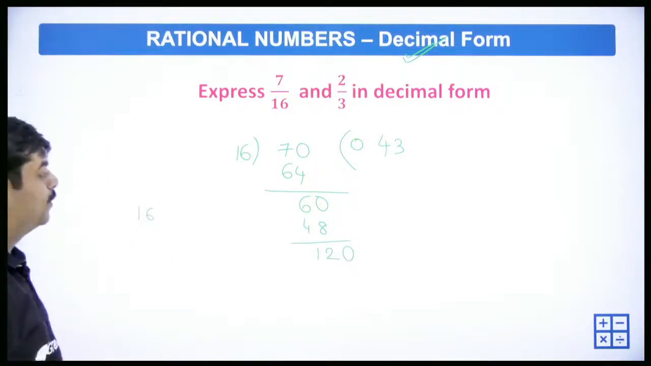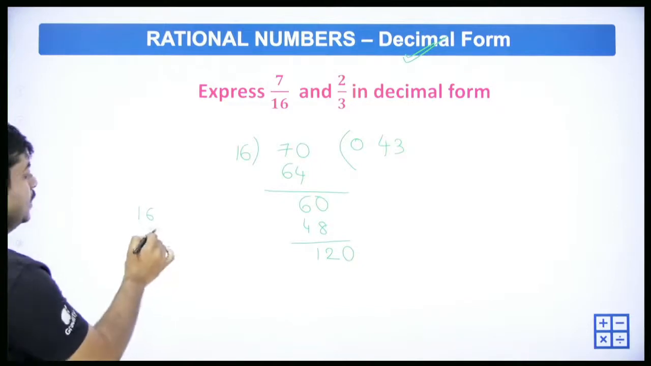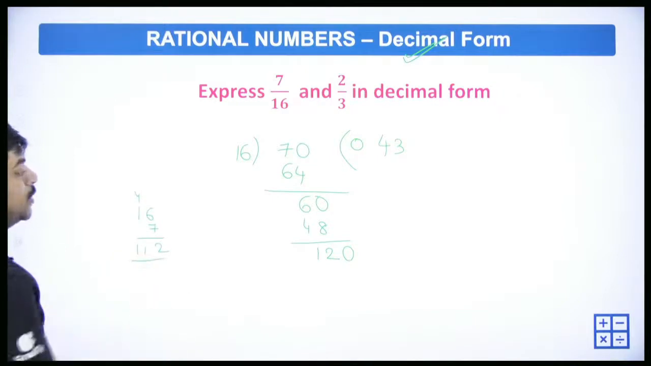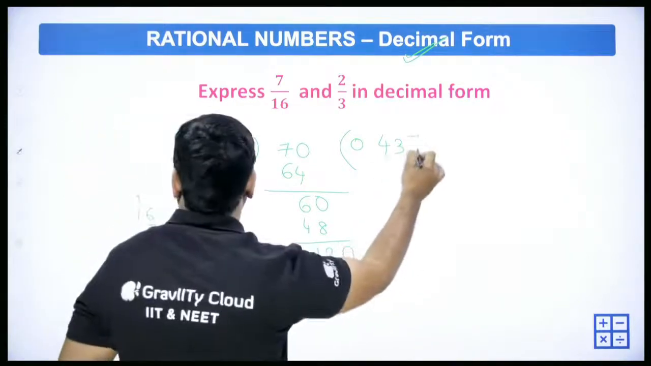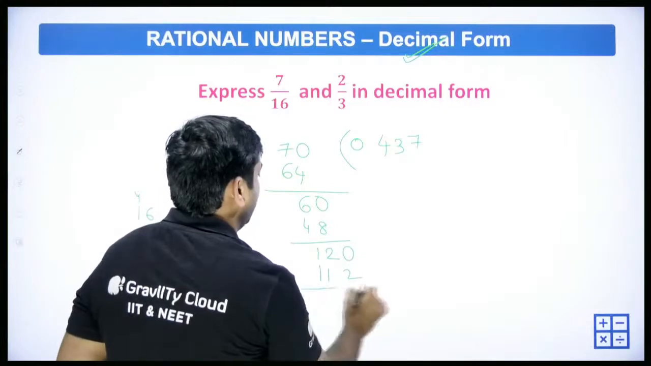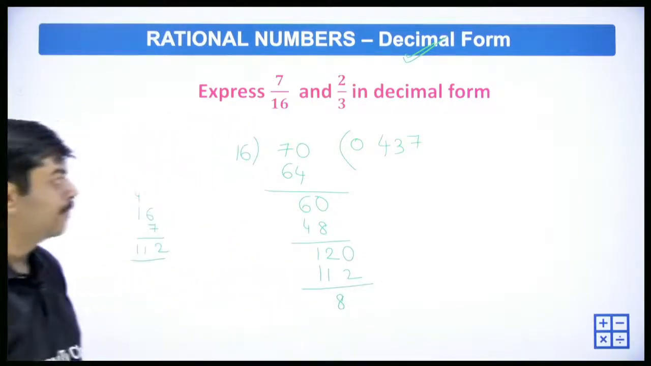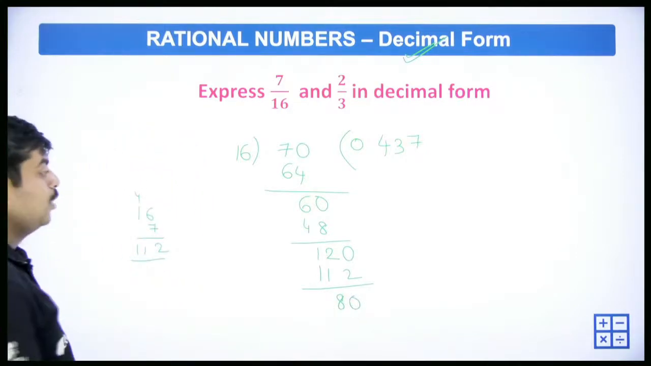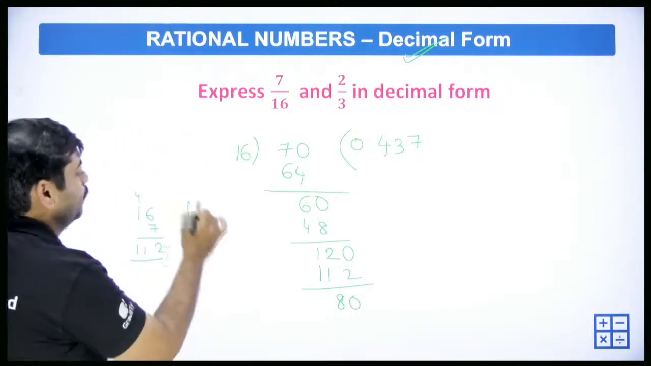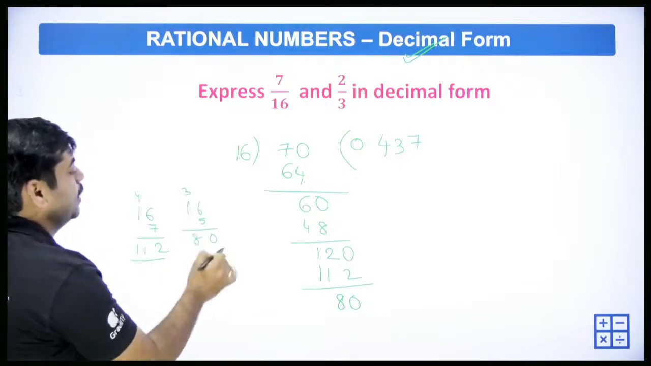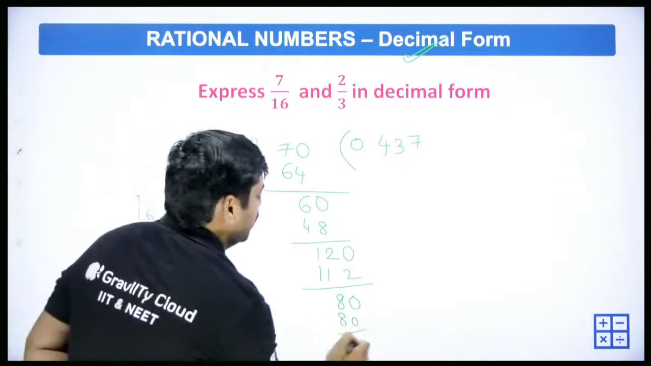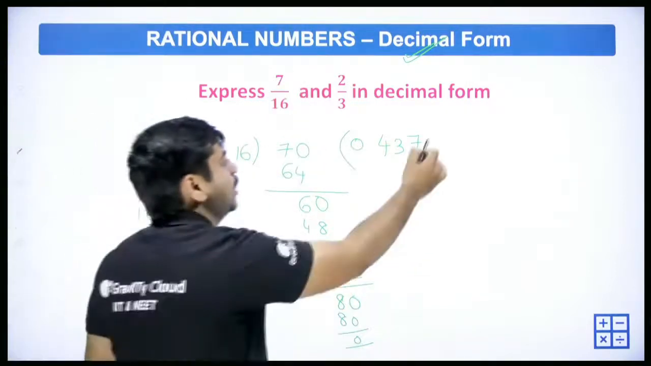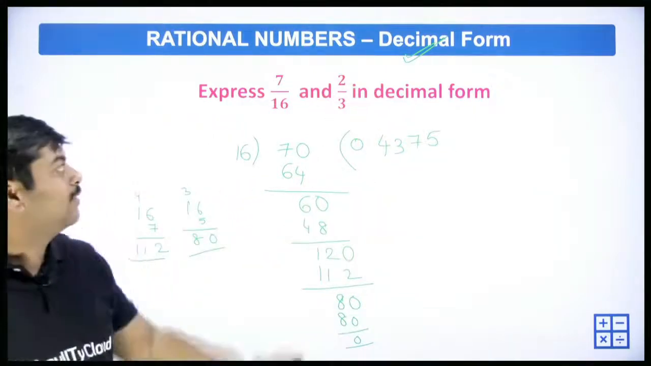16, how many times? 16 sixes are 96, 16 sevens are 112, and again we are left with 8. So it is 0, 16 and 80. Do we have any value? 16 fives are 80, so we can say that 0.4375. 0.4375 is the value of 7 by 16.